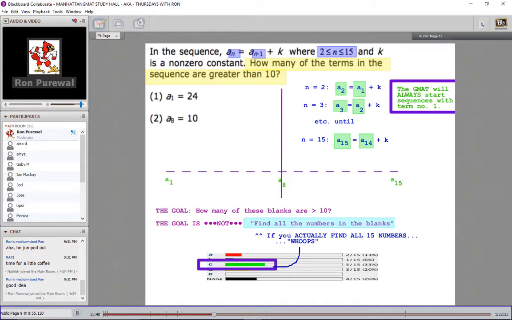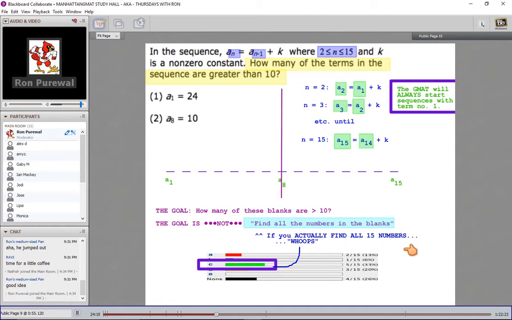I mean, if it also helps, you can think about this from the point of view of the person writing the test. Like, they wrote this question, guys. They wrote this question for a reason. Like, if you actually found all the numbers, they would never have thought to ask you this. I mean, this question wouldn't have popped into their head. If you found all the numbers, they would just be like, hey, guys, what are all the numbers?